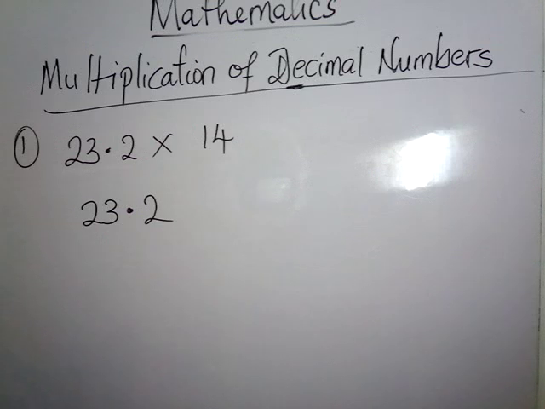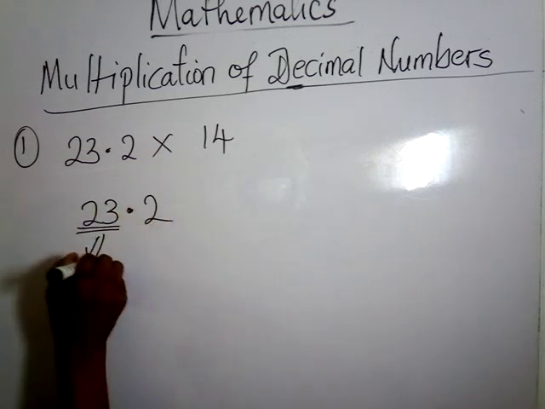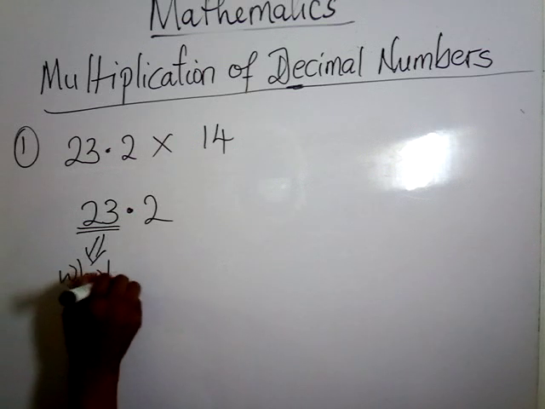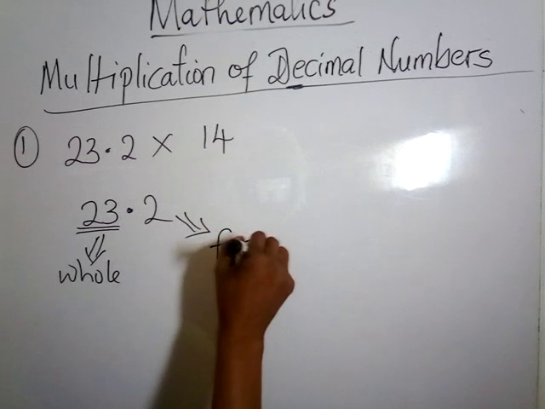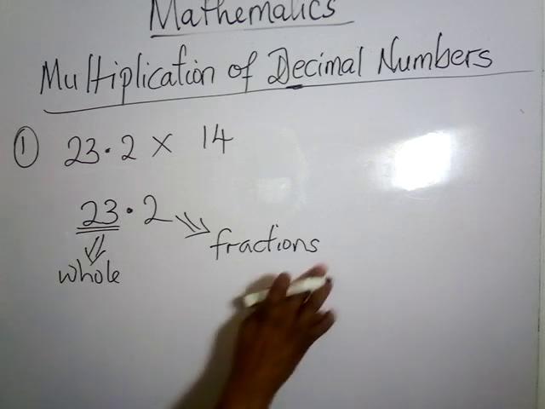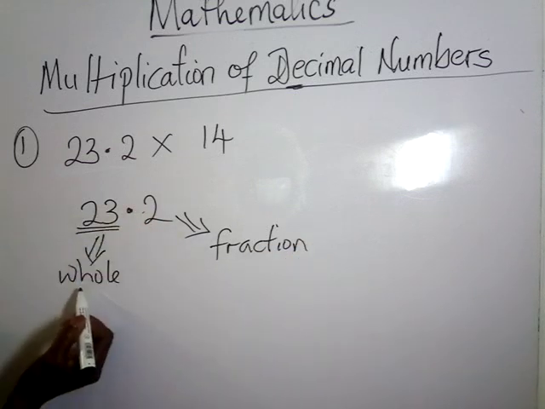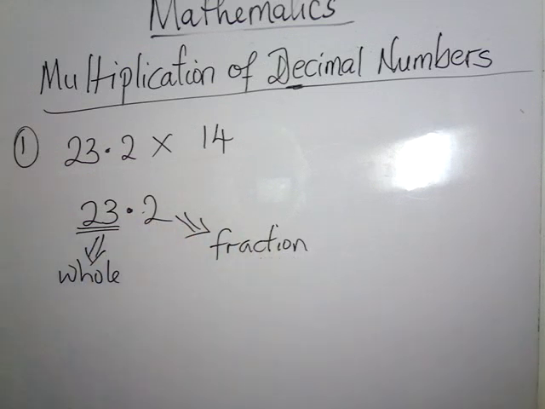Decimal numbers are always written with a point in the midst of them. And how do you know the part that is the whole and the part that is the fraction? The numbers that appear before the decimal point are the whole numbers, while the numbers that appear after the decimal point are the fractions. So here you have 23 before the point, so that means 23 is the whole number, and 2 is after the point, that means the 2 is the fraction. This is just to remind us of what decimal numbers are.